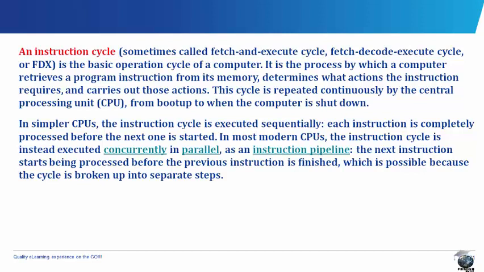That is, it fetches, it decodes, it executes. Again, it fetches, decodes, executes. In simpler CPUs, the instruction cycle is executed sequentially, one by one. Each instruction is completely processed before the next one is started. In most modern CPUs, the instruction cycle is instead executed concurrently, in parallel, or as an instruction pipeline. The next instruction starts being processed before the previous instruction is finished, which is possible because the cycle is broken up into separate steps. For example, as it's fetching one, it's executing another and it's decoding another.